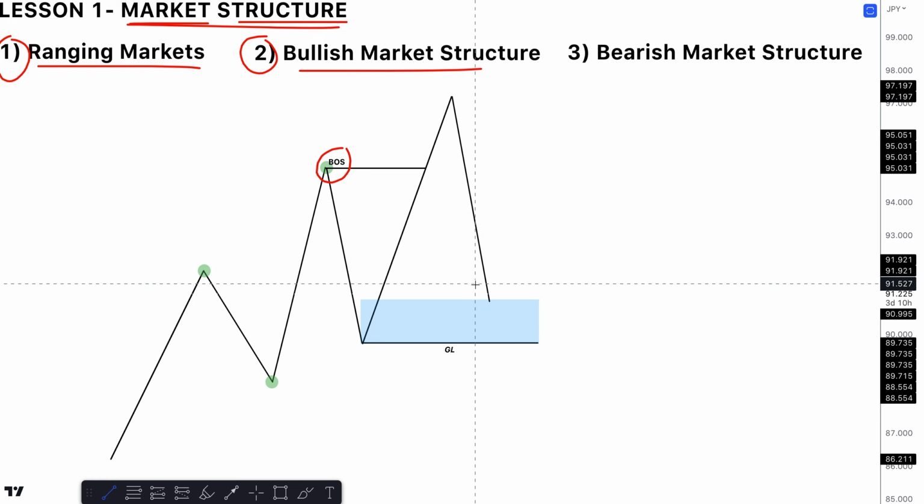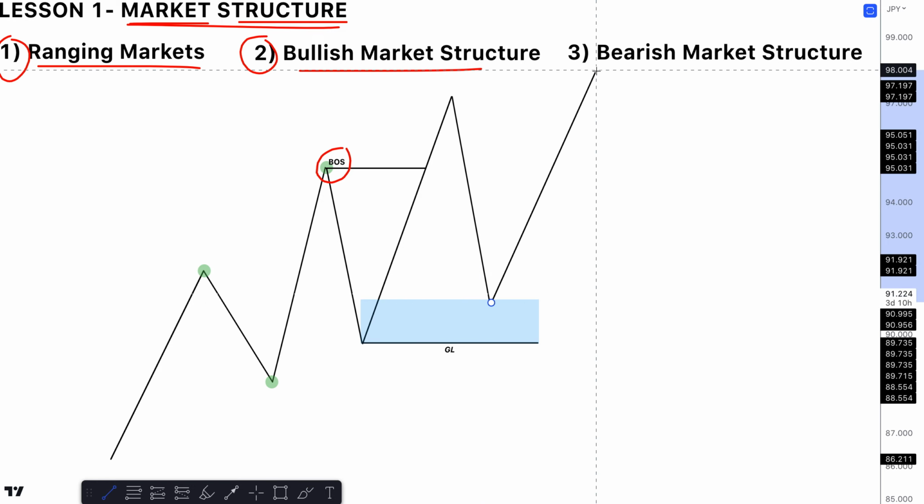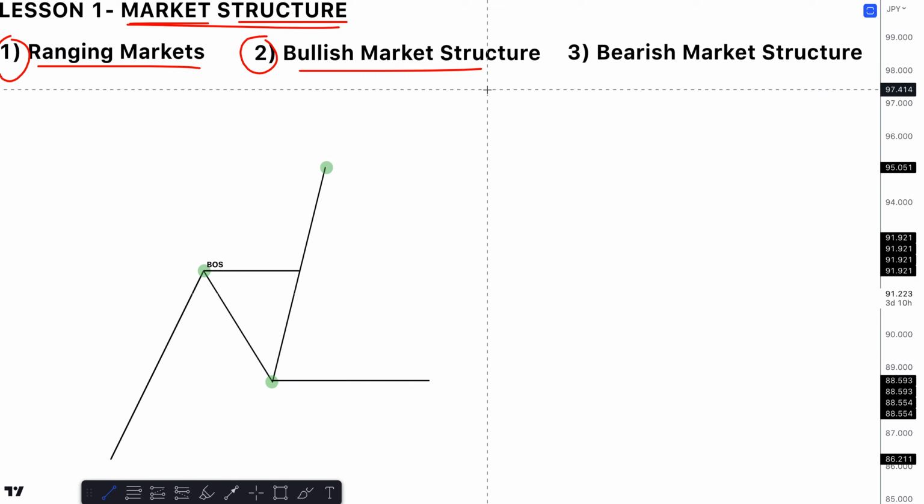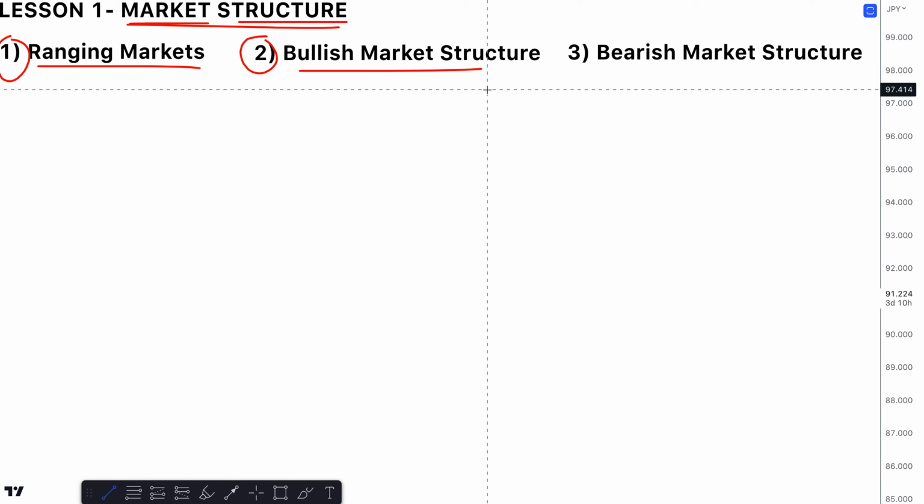So if the entry schematic lines up, we'll look for another long trade and we'll look to ride that to the upside. So that's bullish market structure number 2. Now let's look at number 3.